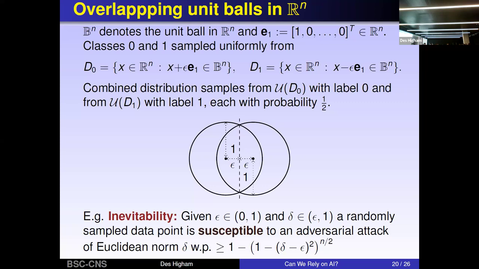Because of concentration of measure effects, the linear separator does a good job. So even though there seems to be a big overlap here, because of this high-dimensional weird effect going on, the linear separator based on the first component gives you a very accurate classifier. And then we can prove those six properties hold with high probability.